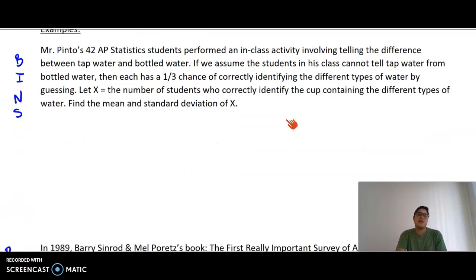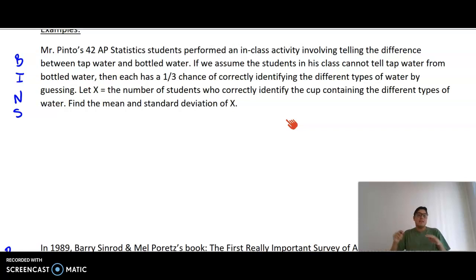Mr. Pinto's 42 AP Stat students performed an in-class activity involving telling the difference between tap water and bottled water. Now, we assume the students in his class cannot tell tap water from bottled water, and we assume that there's a 1/3 chance of correctly identifying the different types of water simply by guessing. So X is going to be the number of students who correctly identify the cup containing the different types of water. Let's find the mean and standard deviation of X.